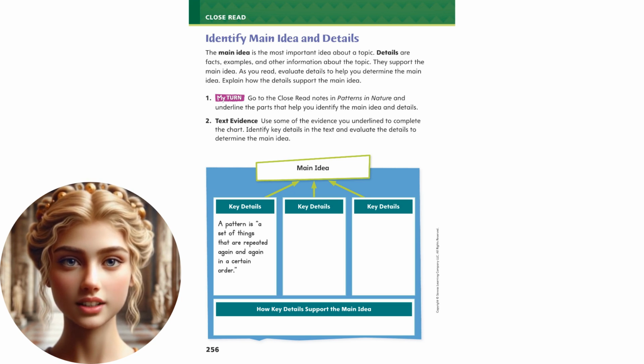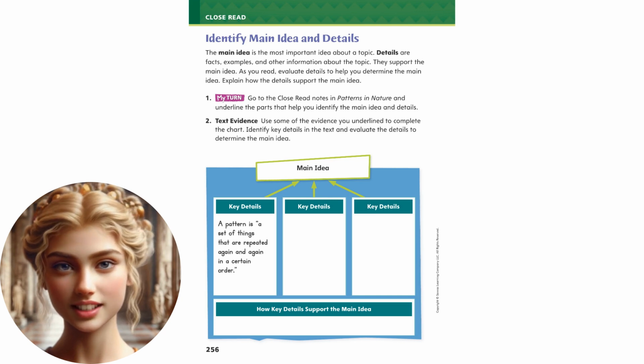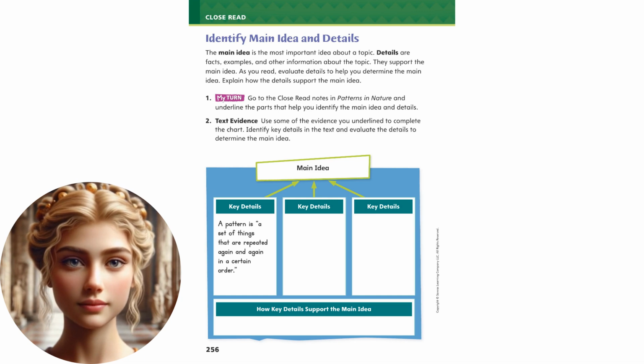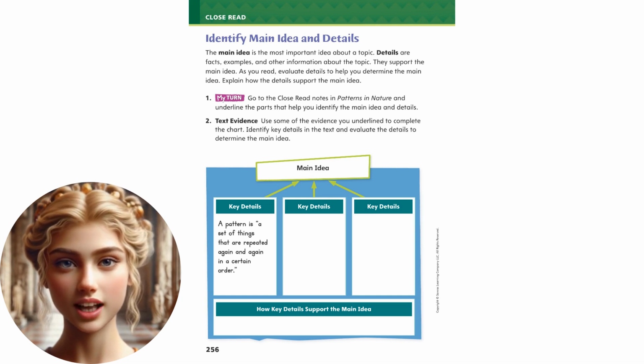One important detail could be, a pattern is a set of things that are repeated again and again in a certain order. This detail helps us understand what patterns are all about.